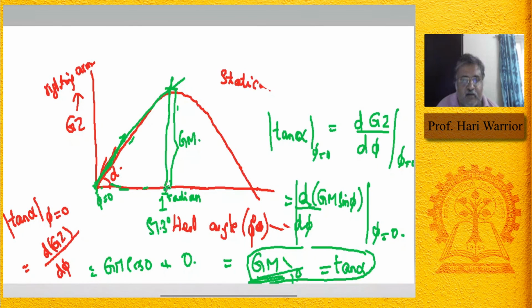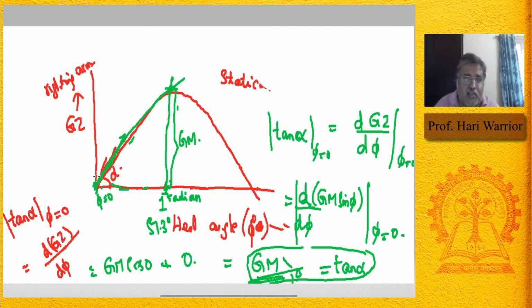You can draw this at 1 radian, you can draw a GM here, and you will get a point. Connect that GM to the center. That will be a tangent to this curve at phi equal to 0. That is one way of looking at it.